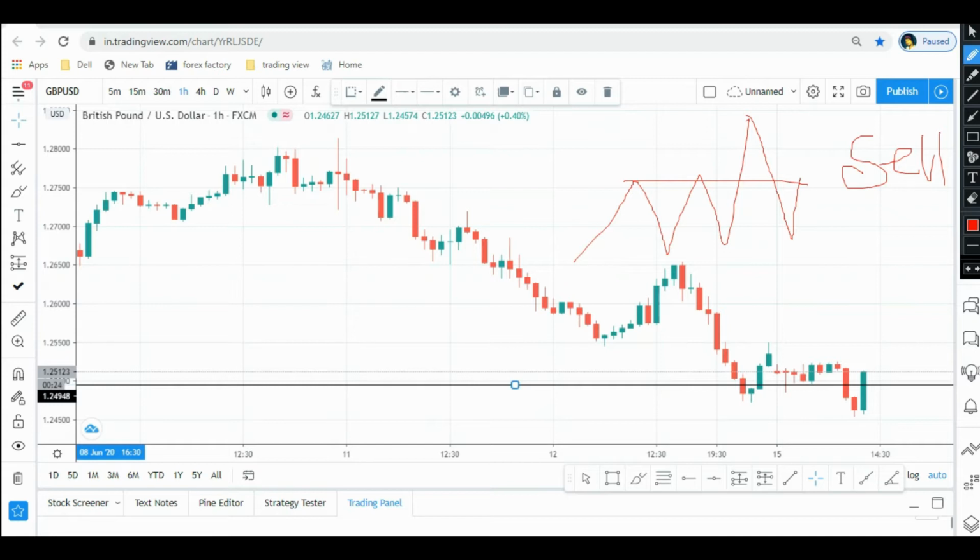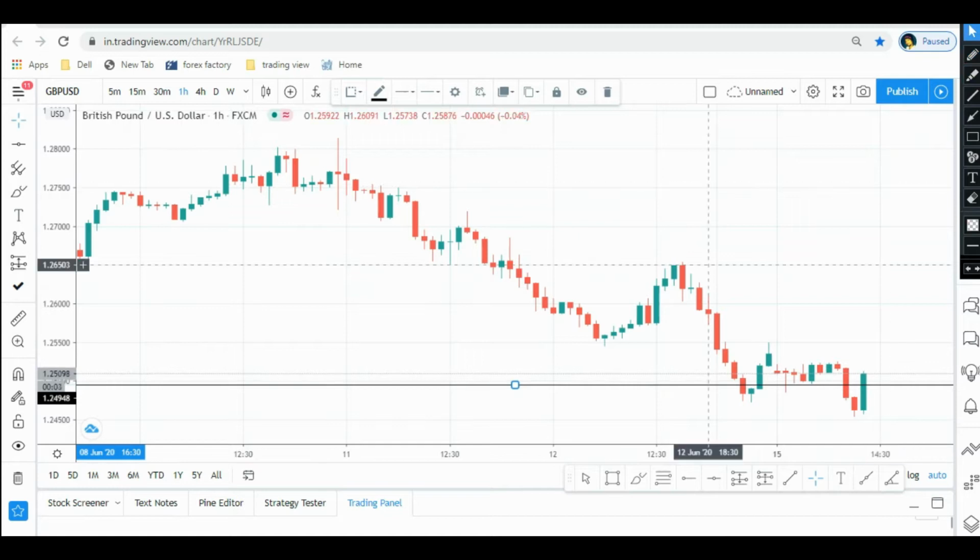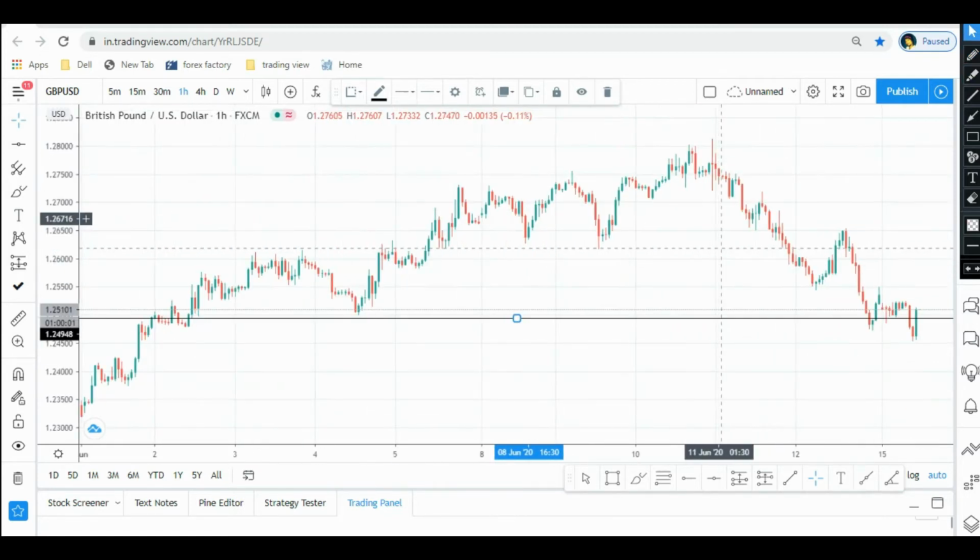I can see this particular support has been broken out by this particular candle, and once I see this I have to find the nearest resistance, which is this. So right now I placed a sell order in this place because this particular area acted as a resistance previously. Let me show you what I'm talking about.